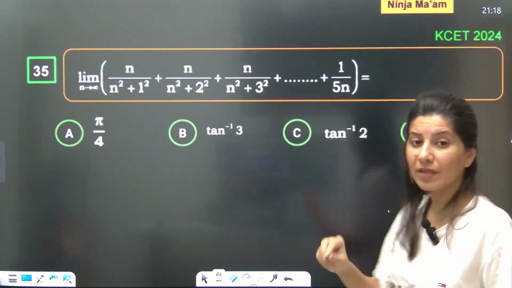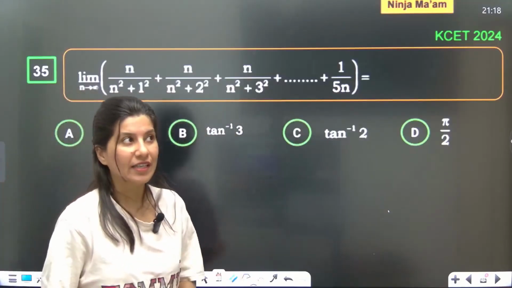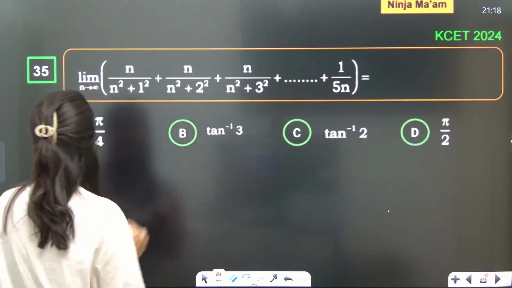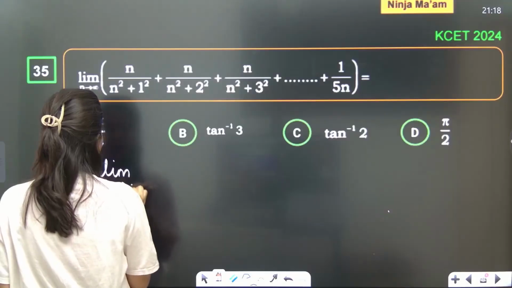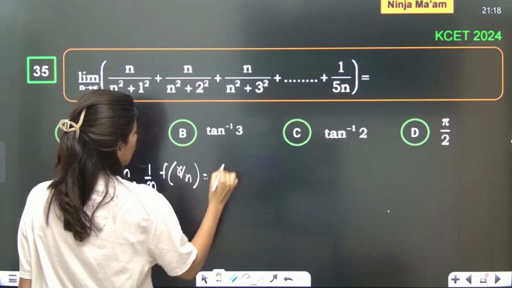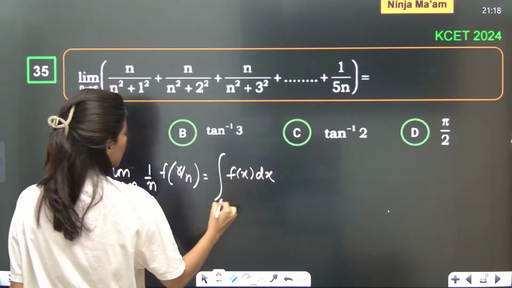The next question is from definite integration, that too from the world of limits of a sum as definite integration. See, let me just tell you, the limit as n tends to infinity of 1 by n times f of r by n is nothing but the integration of f of x dx from 0 to 1.